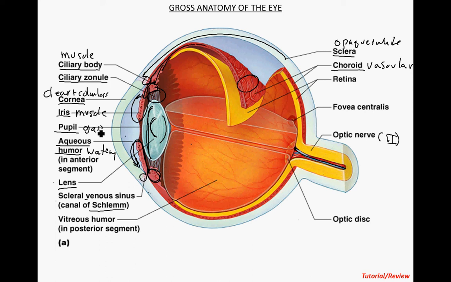So let's talk about that posterior segment. That is filled with another fluid. It's called the vitreous humor, not aqueous, and the vitreous humor is gelatinous. It is really jelly-like. The vitreous humor provides some pressure and helps keep the eye its shape, giving the eyeball its shape, as well as with this sclera.